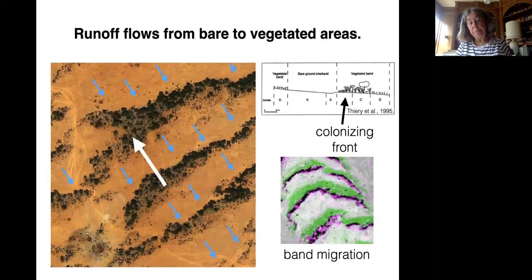And because the water's flowing in some direction, it preferentially will be deposited at the leading edge of the vegetation band and feed that more than the trailing edge. And so you get this gradual migration of the bands uphill.